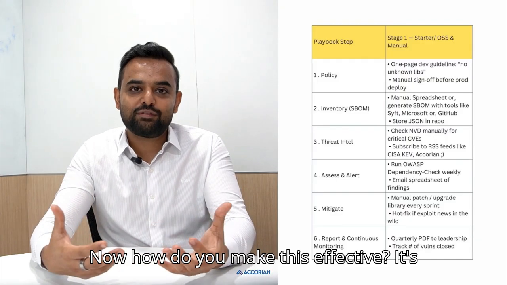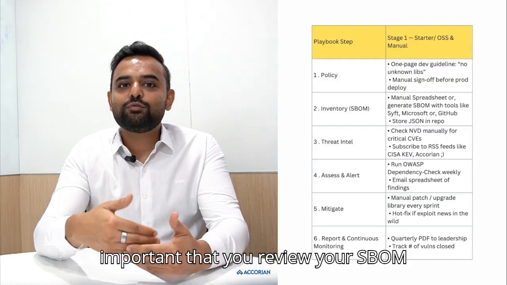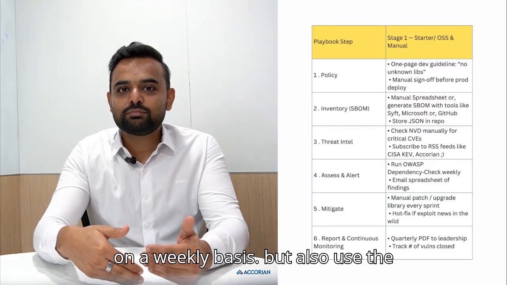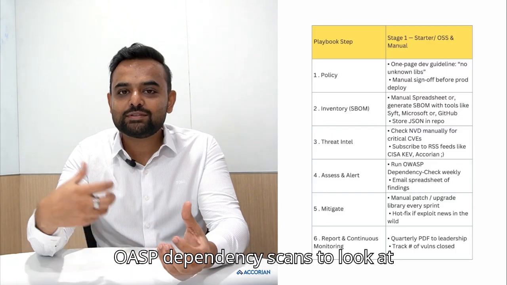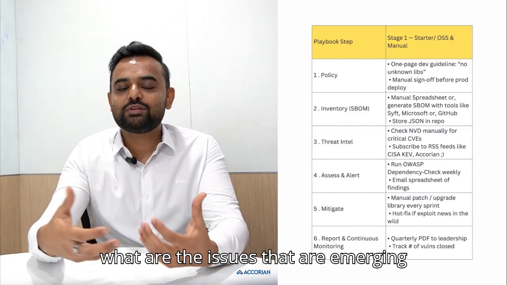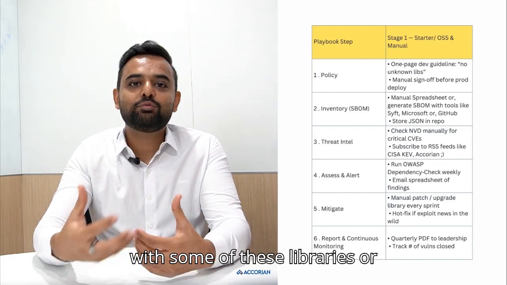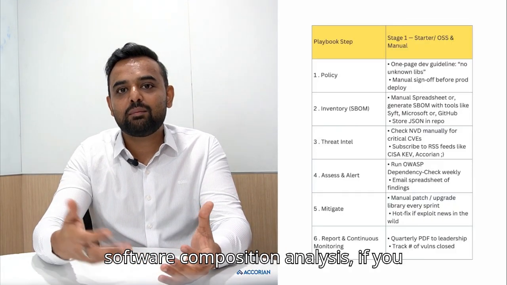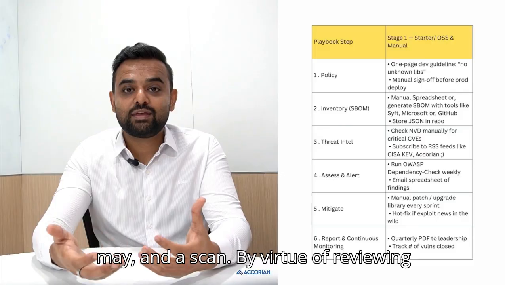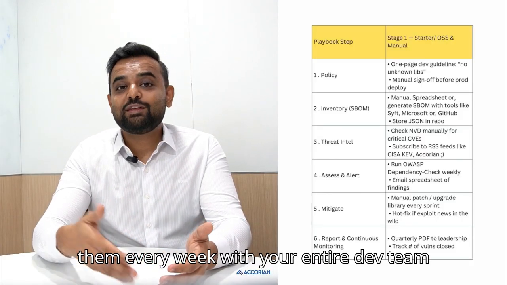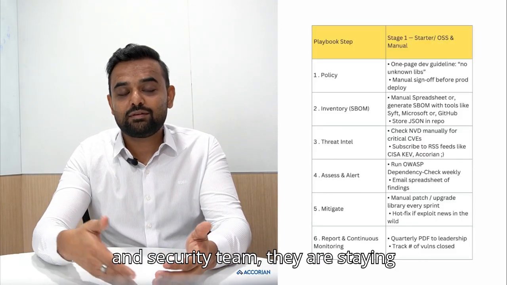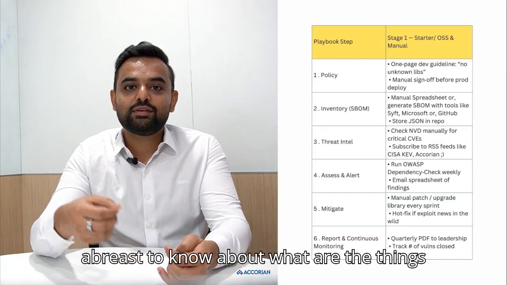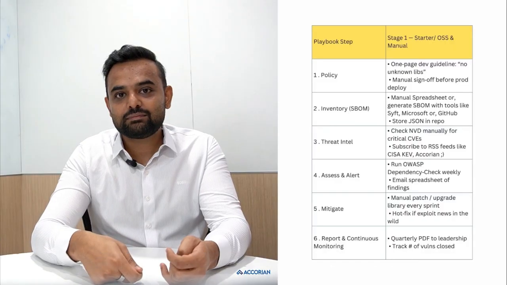Now, how do you make this effective? It's important that you review your SBOM on a weekly basis, but also use the OWASP dependency scans to look at what are the issues that are emerging with some of these libraries or components that you use today, right? A software composition analysis, if you may, and a scan. By virtue of reviewing them every week with your entire dev team and security team, they are staying abreast to know about what are the things that have to be mitigated immediately, right?